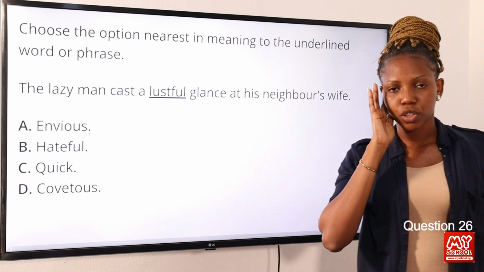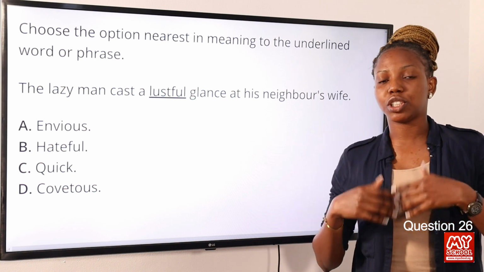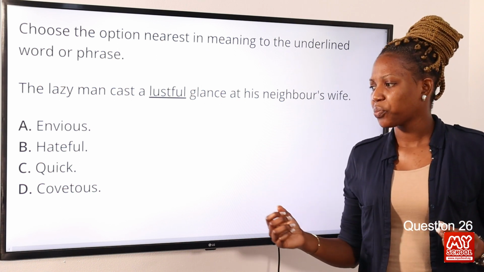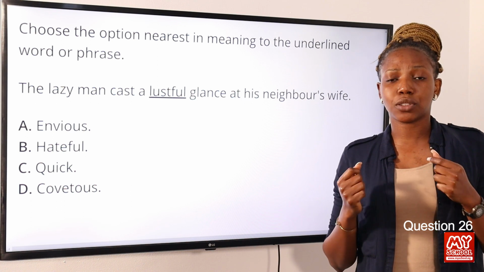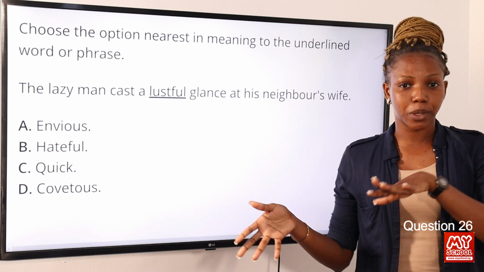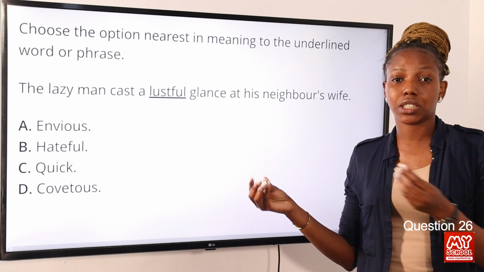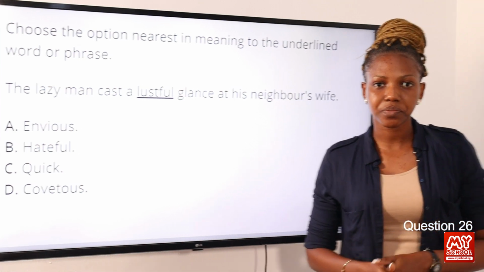Now why is this so? Do not forget that the instruction says nearest in meaning. So lustful is to desire, a longing for, or you just want something. Covetous is an excessive desire to get or to possess something that belongs to someone else. So this is synonymous because it entails wanting or desiring something. So option D is the correct answer to this question.